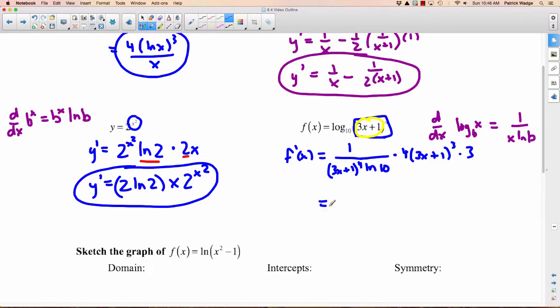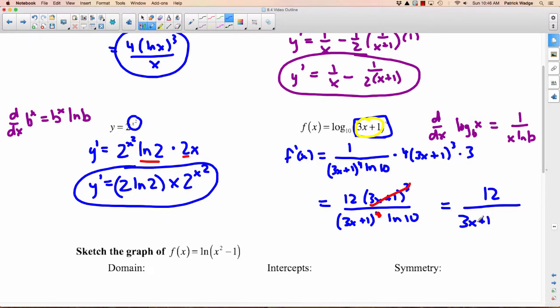So if we multiply that all together, on the top we have 4 and 3, which is 12, times 3x plus 1 cubed, all over 3x plus 1 to the 4th. Oh, wait a minute, that's the same thing. And then the natural logarithm of 10. Look at that, we've got 3x plus 1 to the 3rd, 3x plus 1 to the 4th. So these all go away, and we're just left with 1. So our final answer is 12 over 3x plus 1 multiplied by the natural logarithm of 10.